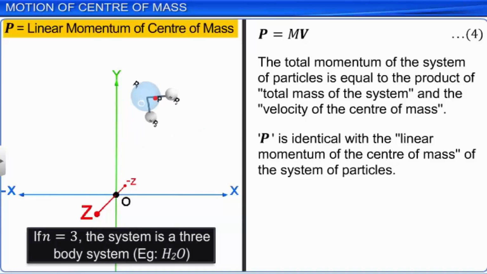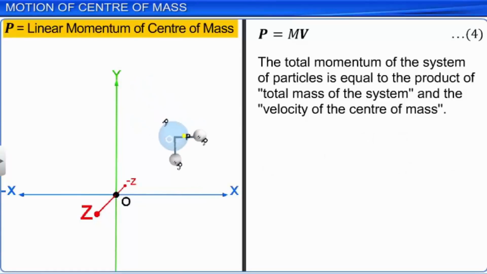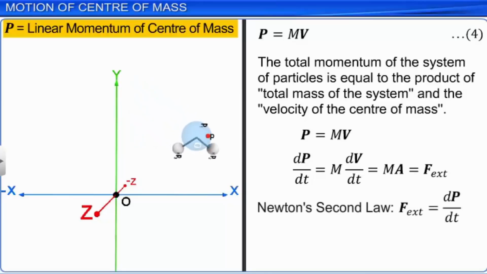On differentiating equation 4 with respect to time, dP/dt is equal to m dv/dt, which is equal to ma, equal to F external. F external is equal to dP/dt. This is Newton's second law of motion applicable to the system of particles.